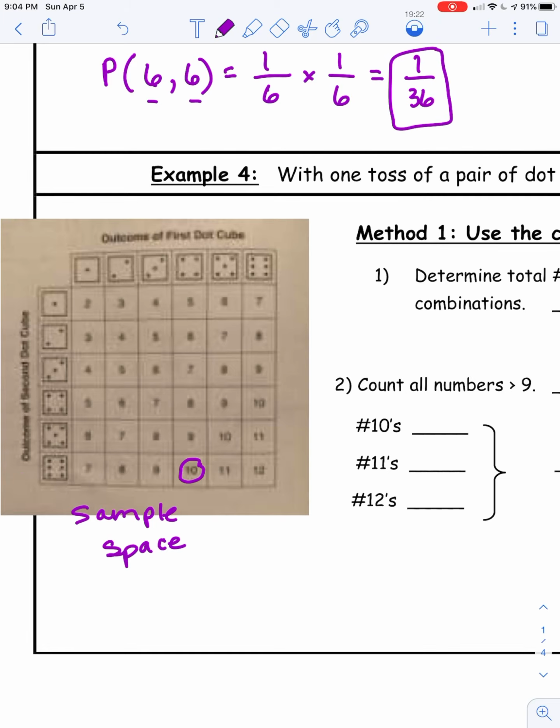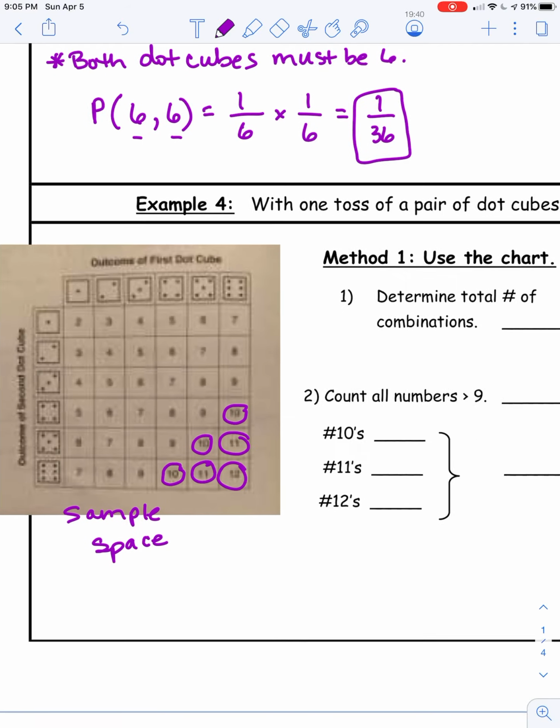So let's find all the rolls or all the tosses that produced a total greater than 9. We have all those 10s, there's a couple of 11s, and then when you roll a 6 and a 6, you get 12. All of those numbers are greater than 9, and that's it.